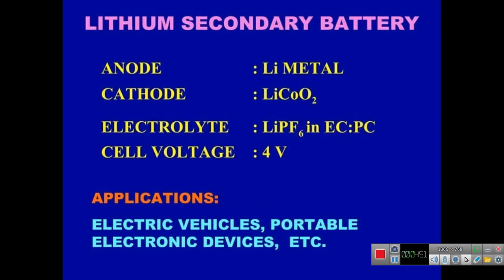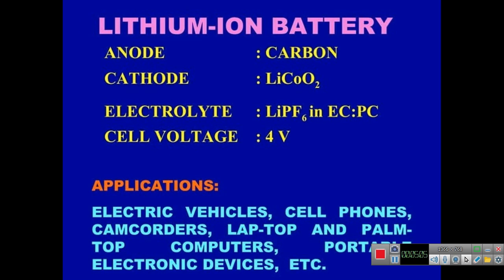Lithium secondary battery: anode is lithium metal, cathode is LiCoO2, electrolyte LiPF6 in EC/PC, cell voltage is 4 volt. Applications: electric vehicle, portable electronic devices, etc. Lithium ion battery: the anode is carbon, cathode is LiCoO2, electrolyte is LiPF6 in EC/PC, cell voltage is 4 volt. Applications: electric vehicles, cell phone, camcorders, laptop and palmtop computers, portable electronic devices.